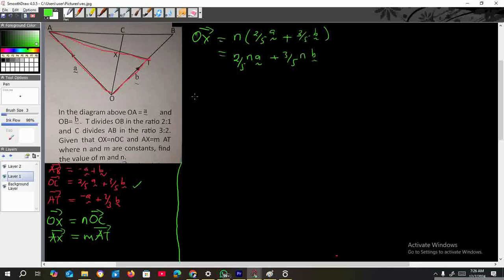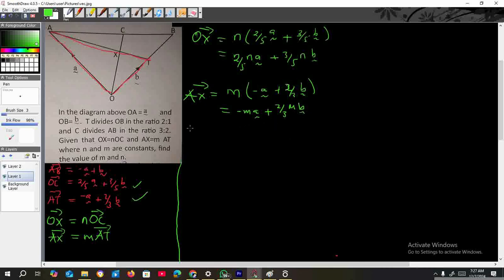Again, let's look at AX. AX will be M into AT, and AT is given here. AT will be minus A plus 2/3 vector B. So this will be minus M vector A plus 2/3 M vector B.